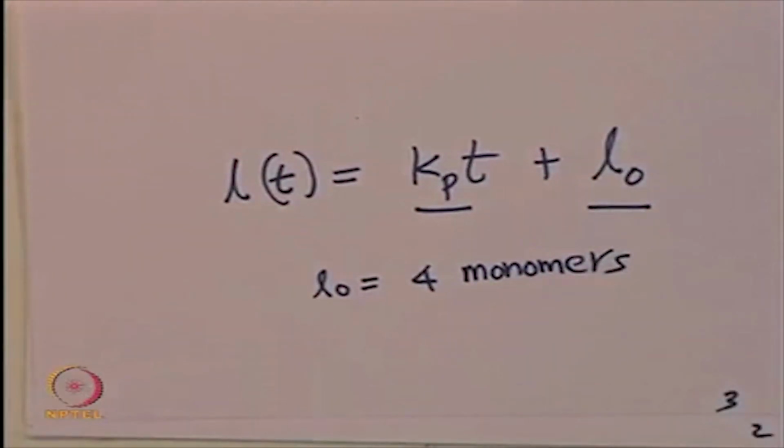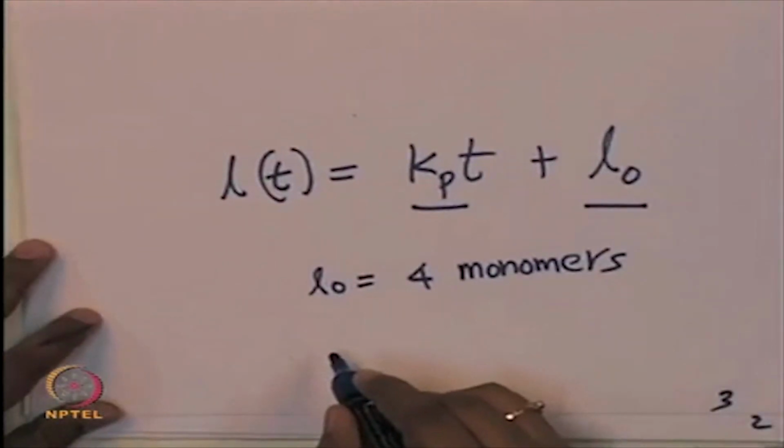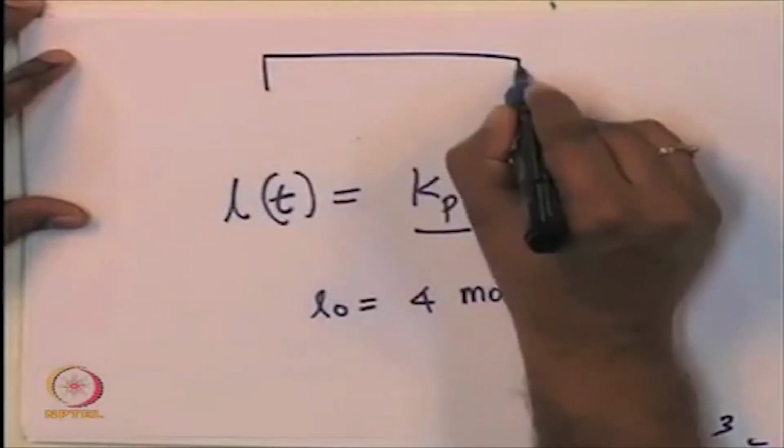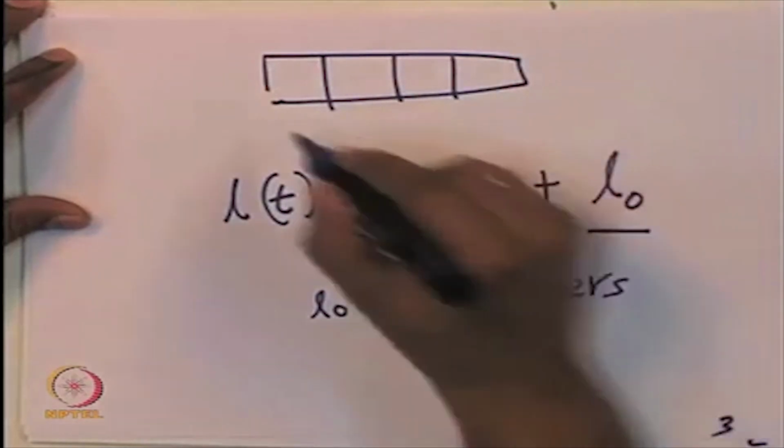So, L0. Let us say to begin with, we have a polymer which has 4 monomers.